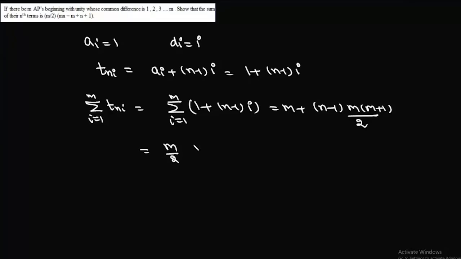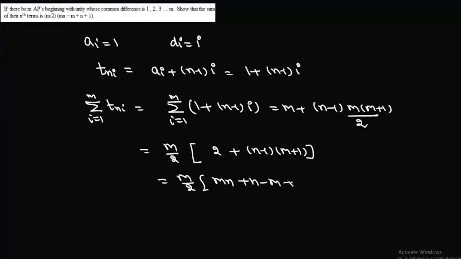So if we take m by 2 common, we'll get this as 2 plus (n minus 1) into (m plus 1), and this is m by 2, and here will be this mn plus n minus m plus 1, which is what we need to prove in this question.